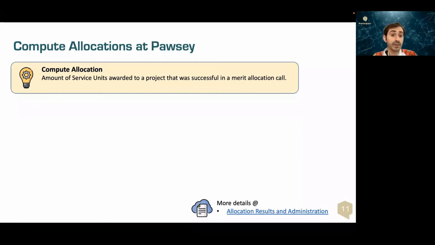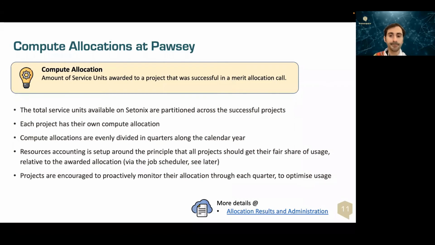A compute allocation is the amount of service units awarded to a specific project that was successful in the merit allocation call. The total units are partitioned across the successful projects, and each project will have their own specific allocation. The way we account for these allocations is based on quarters over the year. Your allocation, which will be in million service units per year, is divided evenly within the 4 quarters of the calendar year, and the accounting is reset every quarter.